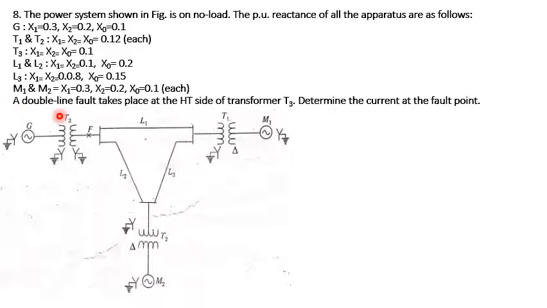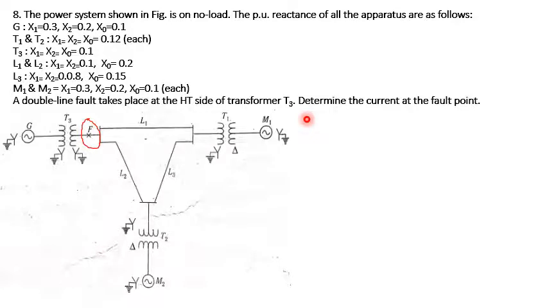So there is a double line fault which takes place at the star side of the transformer T3. Look at this, here there is a fault point, and what we need to do is determine the current at the fault point. Here there is no need to worry about the values of MVA and the kV base because they are not mentioned.